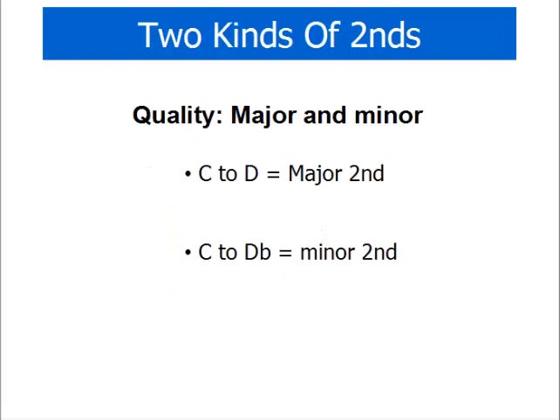Now we're talking about types or quality, major and minor. We had perfect before: perfect octaves, perfect unisons, perfect fourths, perfect fifths. Now we're going to have major and minor as quality. So C to D is a major second. C to D flat, remember, flat lowers the note, makes a minor second. There are no notes between C and D flat. There is a note between C and D. Can you tell me what that is? Right, D flat.